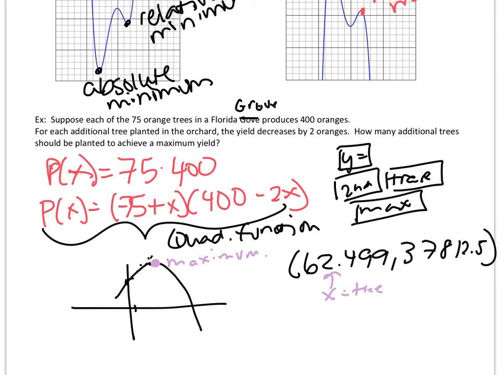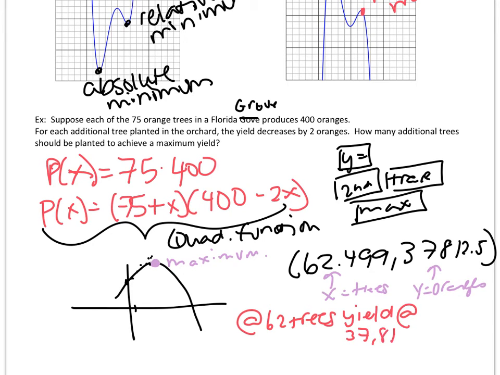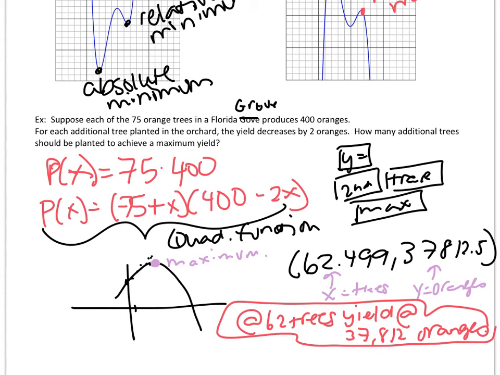So this is x equals your number of additional trees planted, and this is your yield of oranges. So basically, if I plant about 62 trees, I'll yield about 37,812 oranges. And that would maximize my profit.